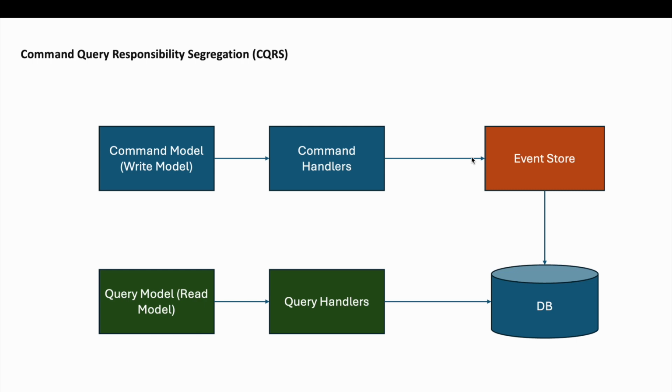Let's look at the benefits of CQRS. First is scalability. By separating read and write workloads, each can be scaled independently according to demand. We have optimized performance. Read and write data models can be optimized for their respective operations, improving overall system performance.